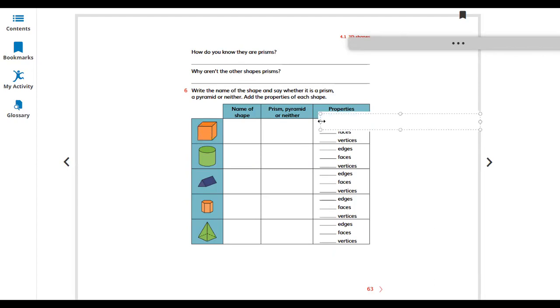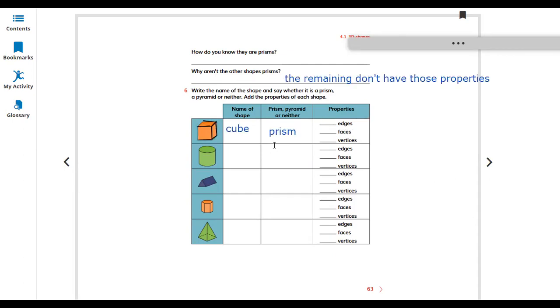So right here, 12 edges, 6 faces, and 8 vertex. So after the cube, the second shape, right? Cylinder.